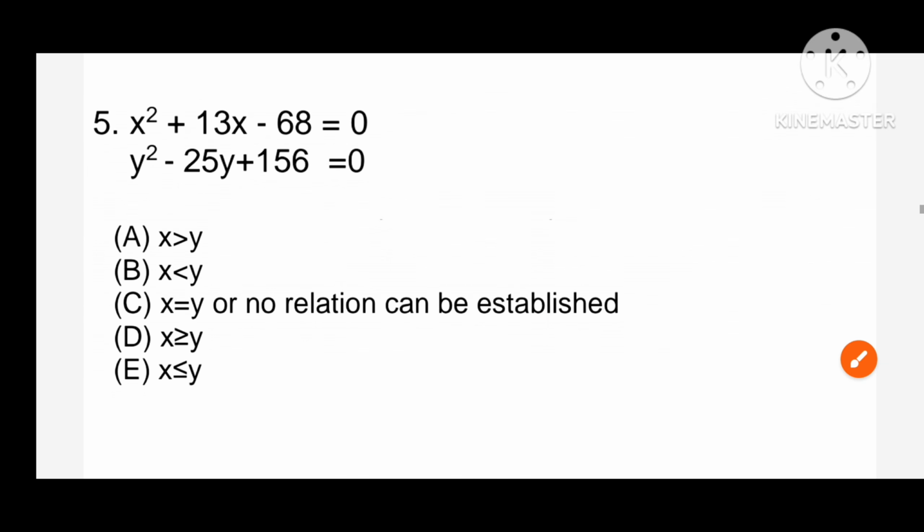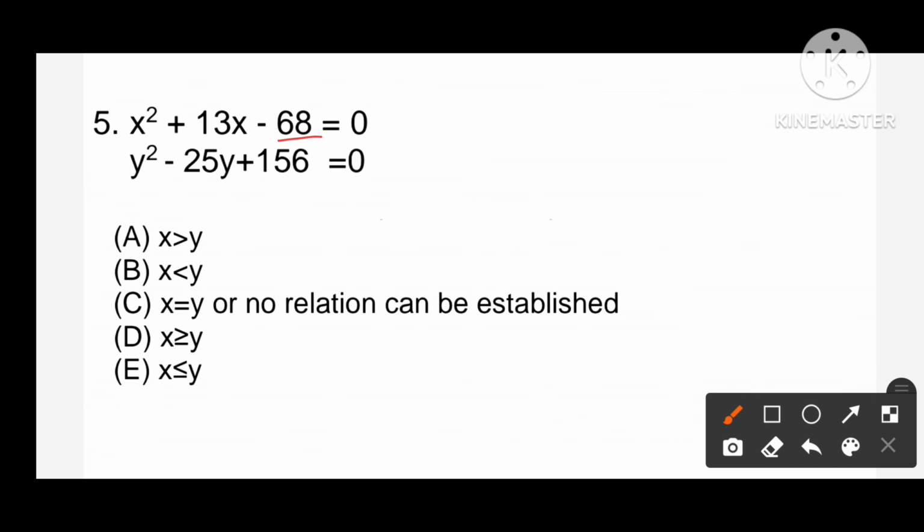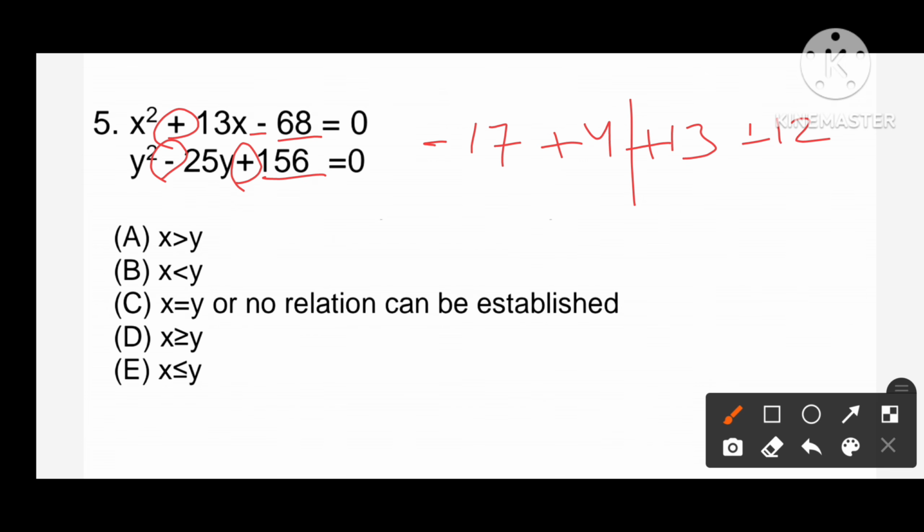Next, question number 5. 68. 68 means 17 times 4 will be 68. Plus and minus means first one will be negative, second one will be positive. Next one 156. 156 means 13 times 12 will be 156, minus and plus means both the root signs will be positive. Okay, now here by comparing these two, it is very clear that x is lesser than y. Option B is the answer for this one.